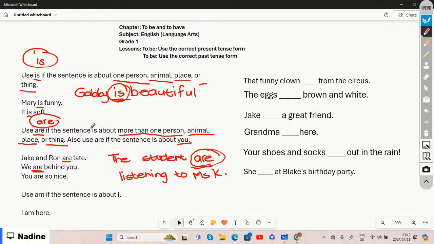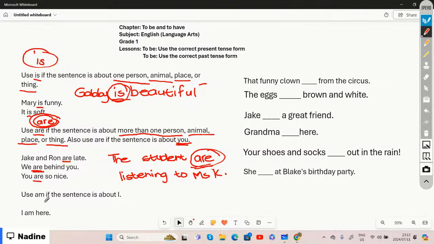Remember, we said that we can also use the word are if the sentence is about you, right? So if you want to make mention of somebody else, then you can say, you are so nice. You are so beautiful, because you're referring to someone else. So that is saying you, but it's like you're saying it to someone directly, right? You are clever, or you are smart, or you are funny, right? That is when we use the word are.